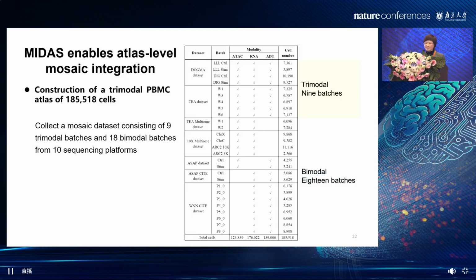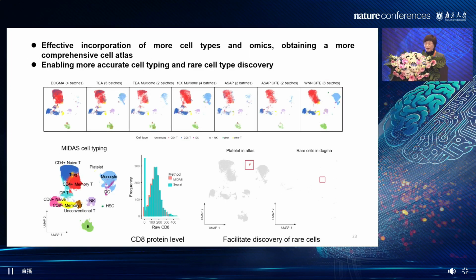MIDAS enables atlas-level integration. We collected a large mosaic dataset of human PBMC comprising 9 trimodal batches and 18 bimodal batches from 10 different sequencing platforms, totaling over 185 thousand cells. The results show that MIDAS can effectively incorporate more cell types and omics, aligning cells from diverse technical origins into a coherent biological space. This integrated atlas allows for more comprehensive cell typing and facilitates the discovery of real cell populations.